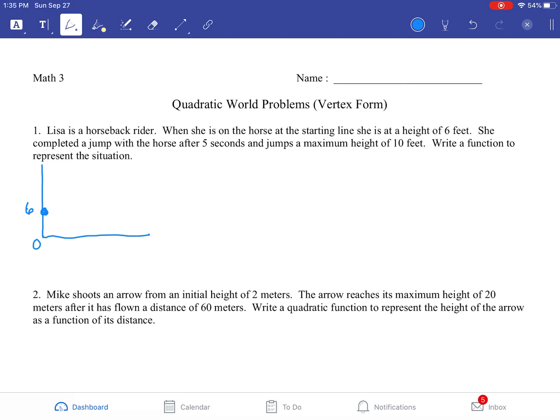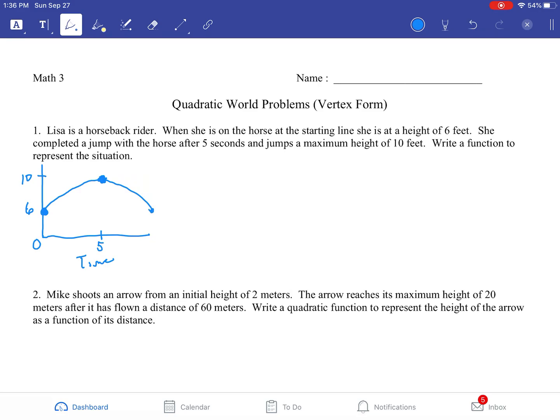Okay. She completed a jump with a horse after 5 seconds and jumps a maximum of 10 feet. Write a function to represent the situation. So our time is going to be the x-axis, and she's going to take 5 seconds. Okay, at 0 seconds, she is at 6 feet high, because she's on the horse, and that's where she's starting. Okay, so then after 5 seconds, she goes to a maximum of 10 feet. And then she finishes the jump.